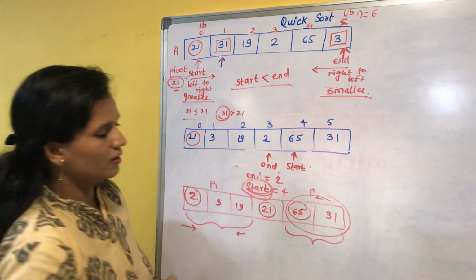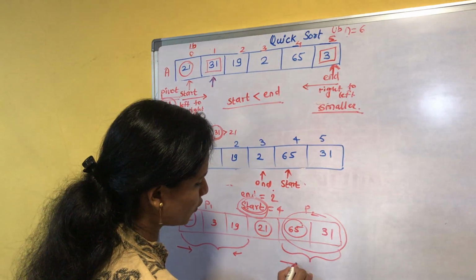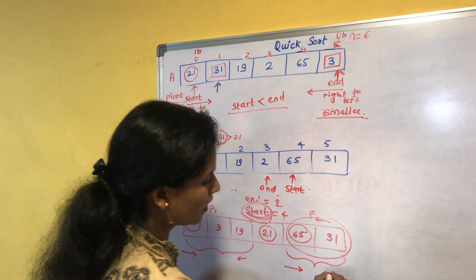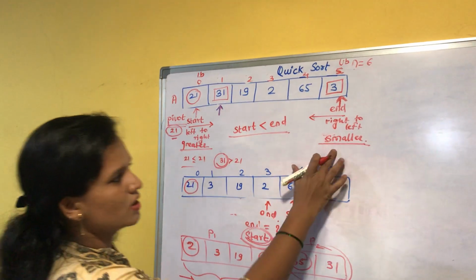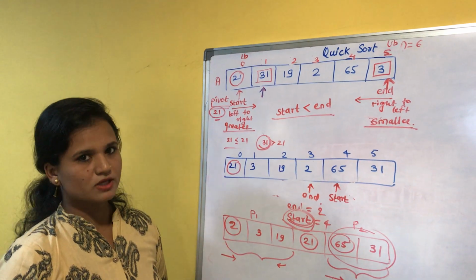Again you have to select the pivot element, and the same procedure you are going to follow for this. Traverse from left to right, look for the greater element. Traverse from right to left and look for the smaller element. Okay, so this is all about quick sort.